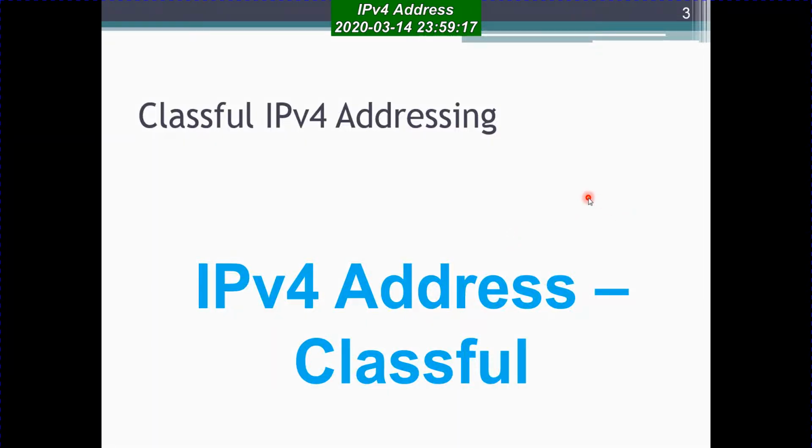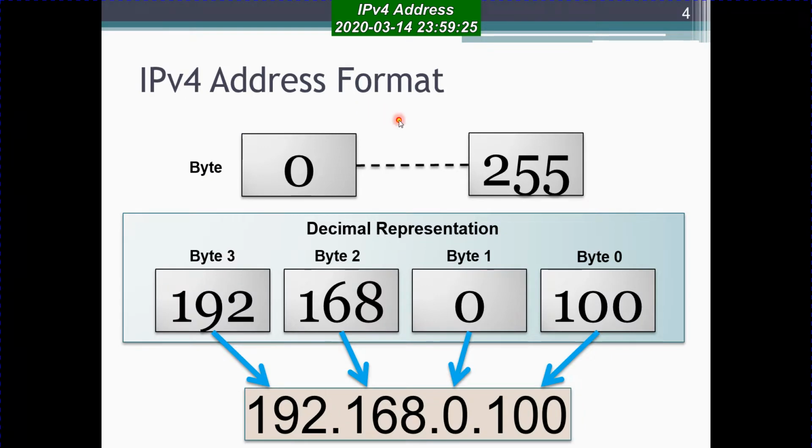Hello everyone, in this video I'm going to talk about IPv4 address, and I will talk mainly about classful IPv4 addressing. The first thing I will start with is a byte. A byte is made of 8 bits, and the values that we can have in a byte start from 0 up to 255.